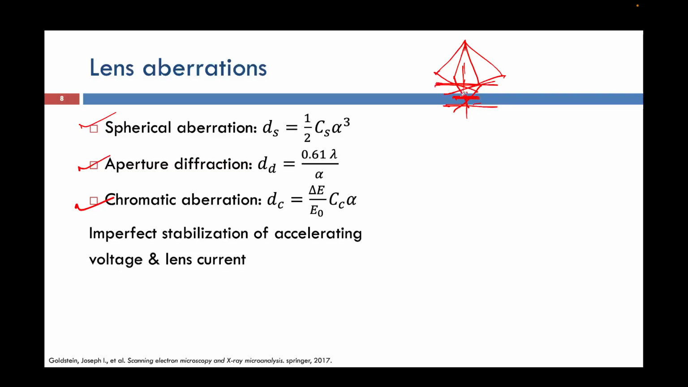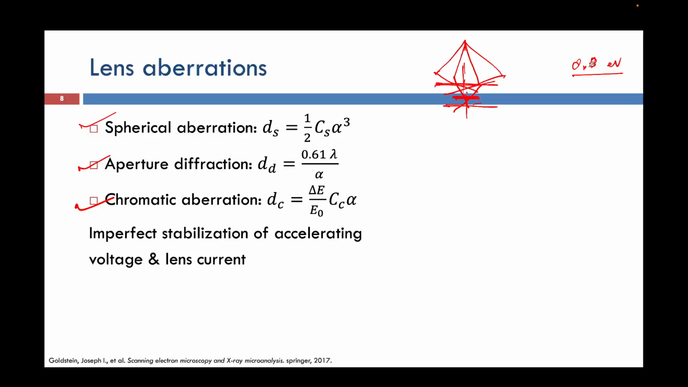And chromatic aberration, we know that there will be an energy spread, because all the electrons coming out of the electron gun will never have exactly the same energy. Even if that energy spread is 0.3 electron volt, some amount of aberration will be there. So for a field emission gun, this chromatic aberration is less, and for a thermionic gun like tungsten and LaB6, the chromatic aberration is a little bit higher. So chromatic aberration, we know.